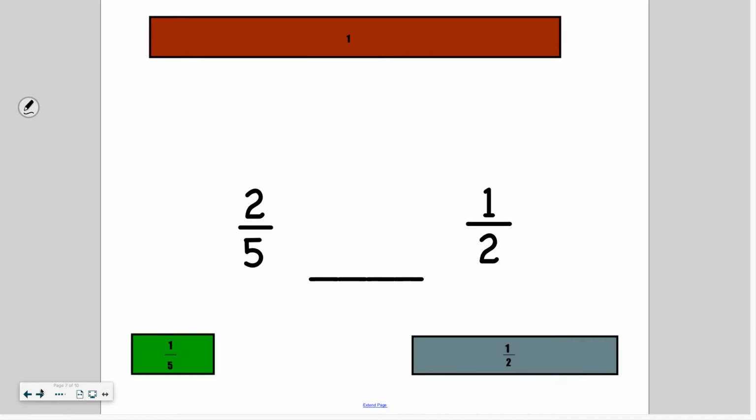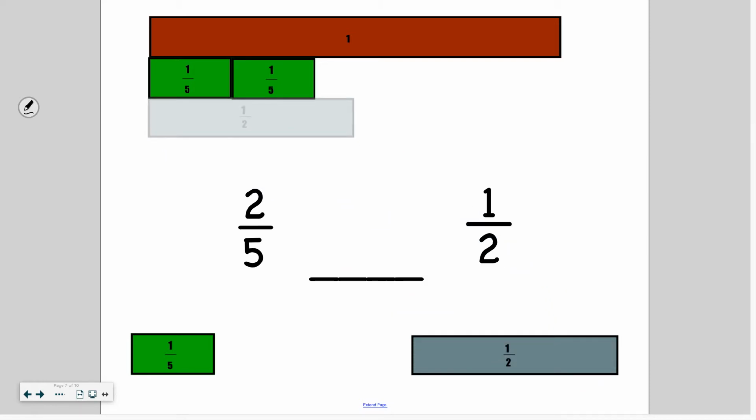So let's try one together. 2/5 and 1/2. So I want to use 2/5 and 1/2. Let me go ahead and add my 2/5. I have 2/5, and now I have 1/2. So which one is greater? 1/2, right? I see it's greater, and they're both less than a whole, but 1/2 is greater than 2/5.